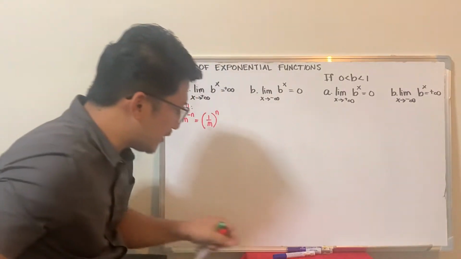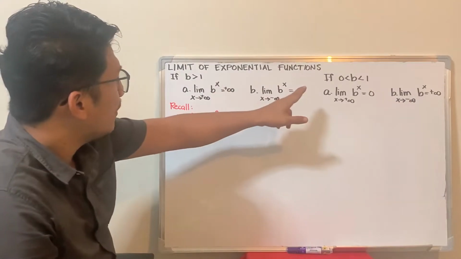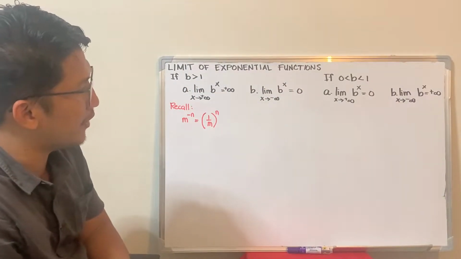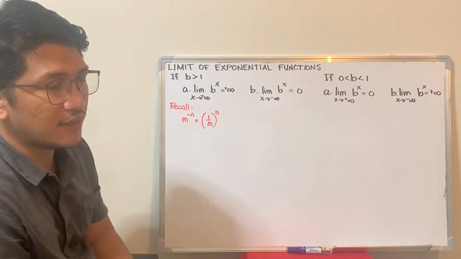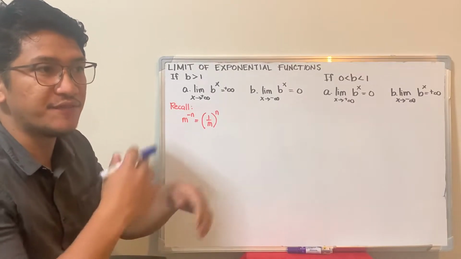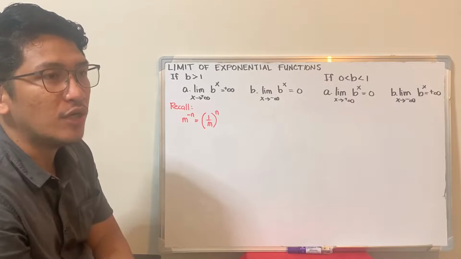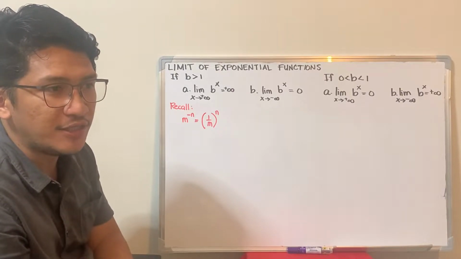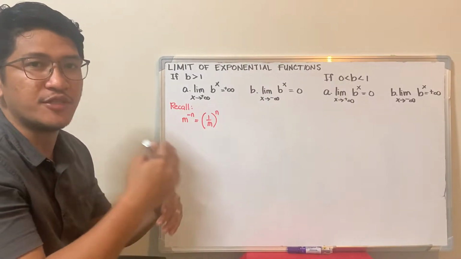Then, for the examples, let's have examples here. First, there are conditions to consider. Our base should not be negative for exponential functions. Otherwise, we will have a problem. If your base is negative, then your values will alternate: positive, negative, positive, negative. For example, if your base is negative 2 and it is raised to the power of x, the values will be positive, negative, positive, negative.